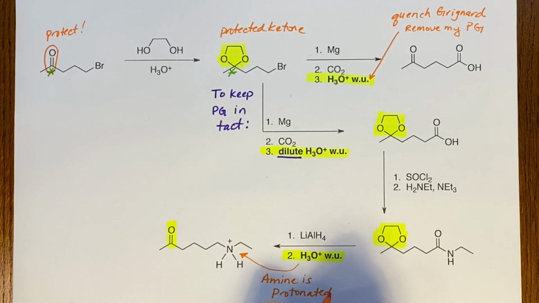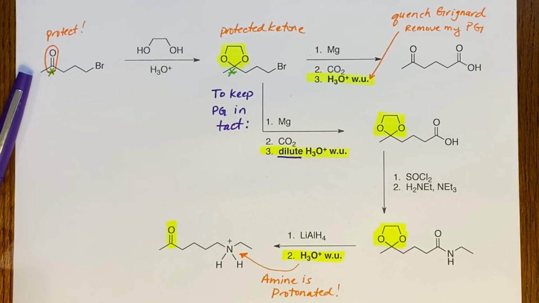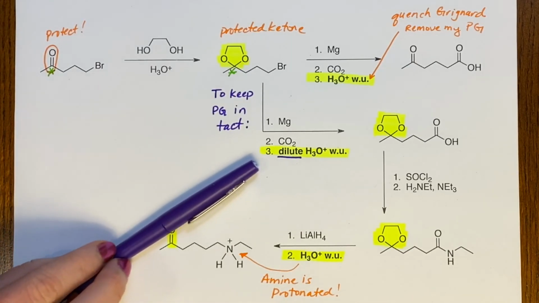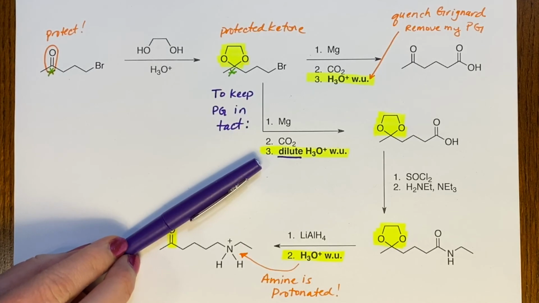So overall, this synthesis protects my ketone that I have at the beginning as a ketal throughout a series of steps. And then at the end, when I'm ready to remove that ketal, I can do that in a workup step. If I have more concentrated acid, let that workup step sit a little longer than I normally would, I can accomplish that by writing H3O plus workup rather than my dilute H3O plus workup that we specified here to keep that group intact.